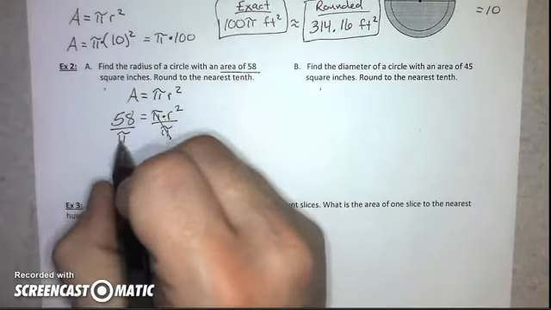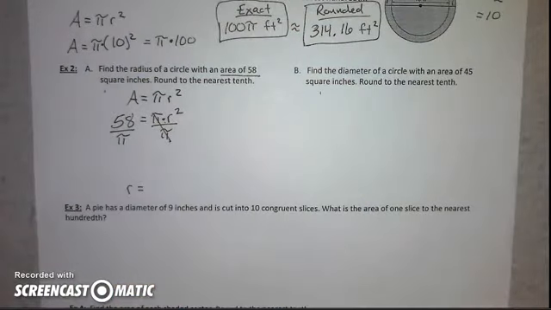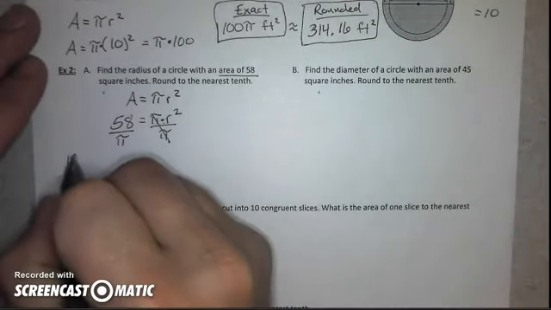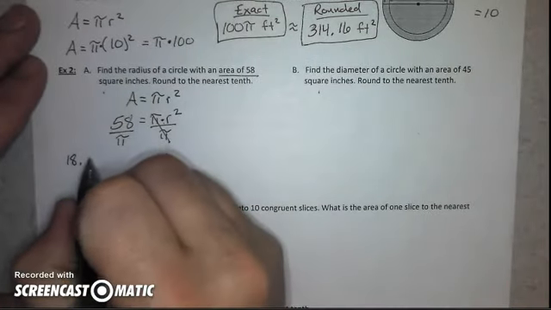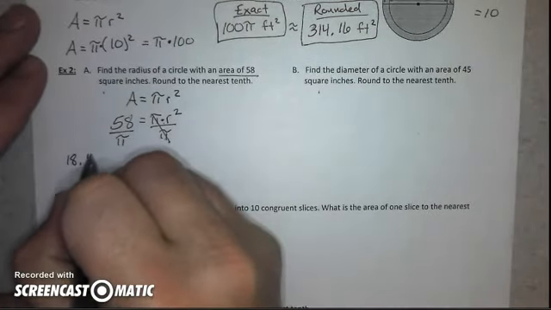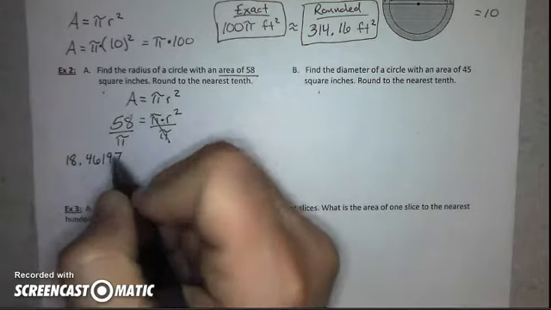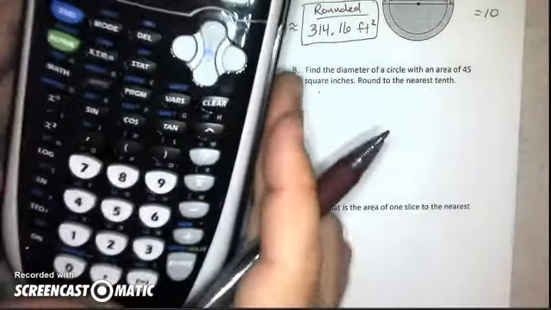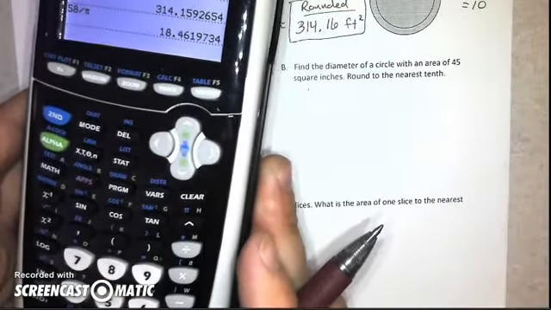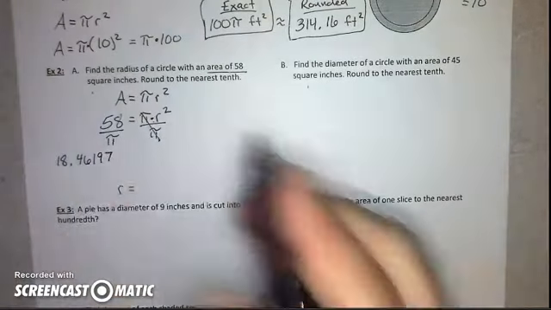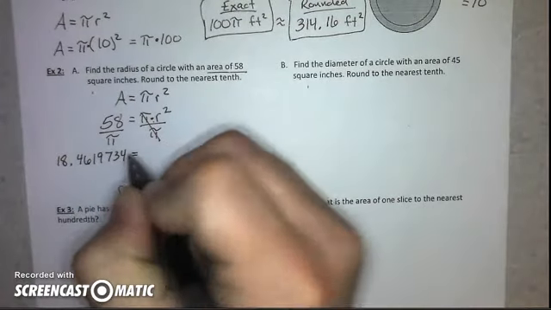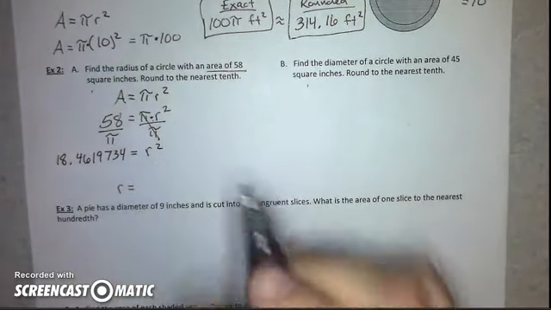So we're going to do 58 over pi, and I'm going to go ahead and write the long form of what that decimal is. Okay, it's about 18.46197. Okay, just showing you in the calculator. 18.46197, then 34. Okay, you can even write that down if you want. And that is what equals r squared.